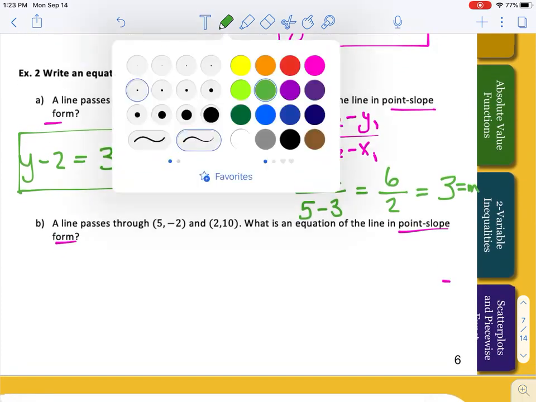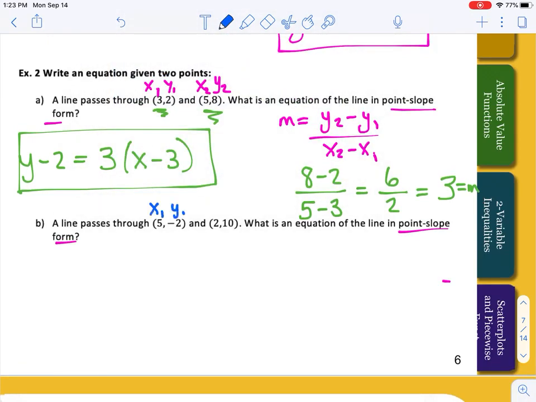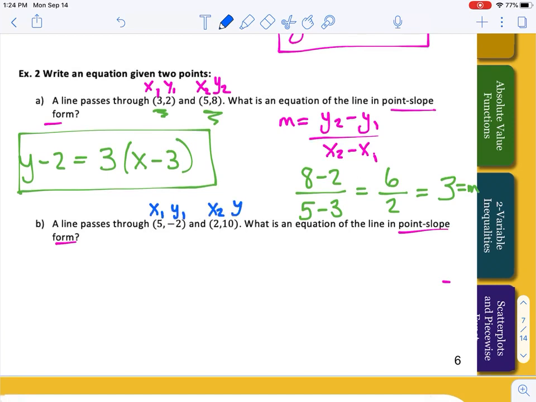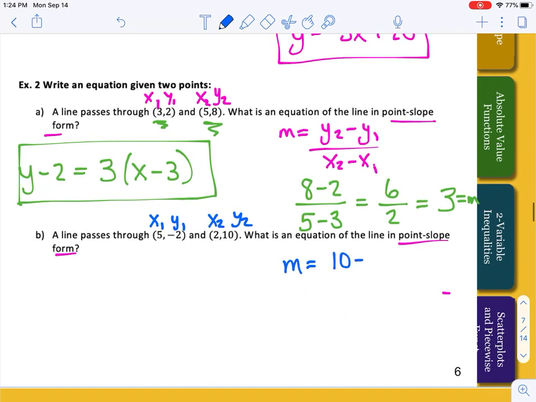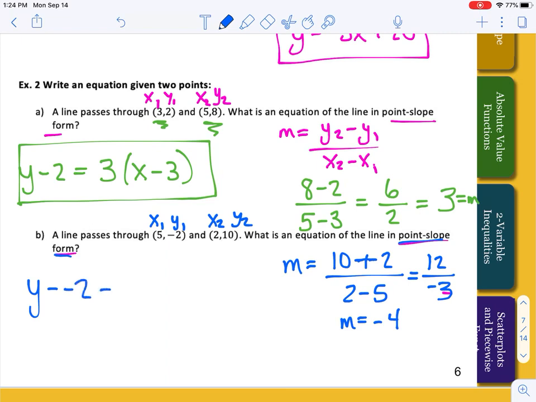Same thing here. Go ahead and find your slope. 10 minus -2 over 2 minus 5. We have 12 over -3. So our slope m equals -4. Plug it in to find point slope form. Y minus -2 equals m, -4, times x minus 5.